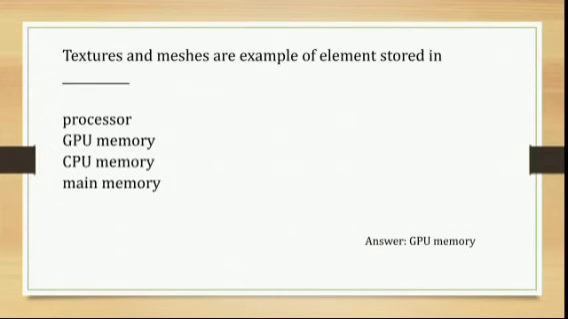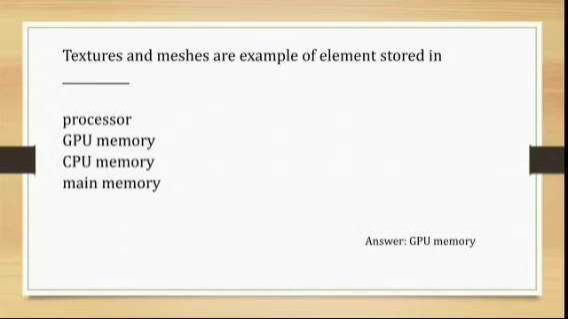Then textures and meshes are examples of element stored in. Stored where? In the processor, no, in memory. Textures and meshes are examples of element stored in. Now you get the answer, memory: GPU memory, CPU memory or main memory.